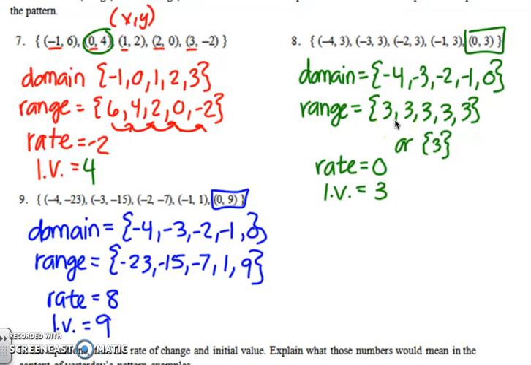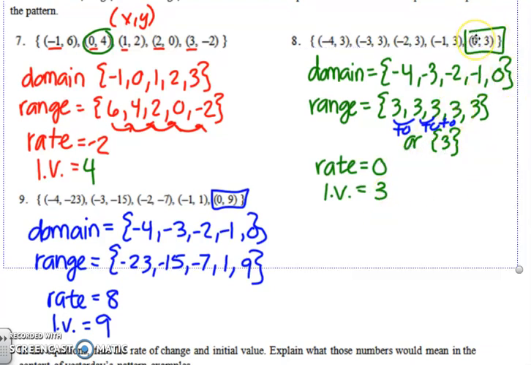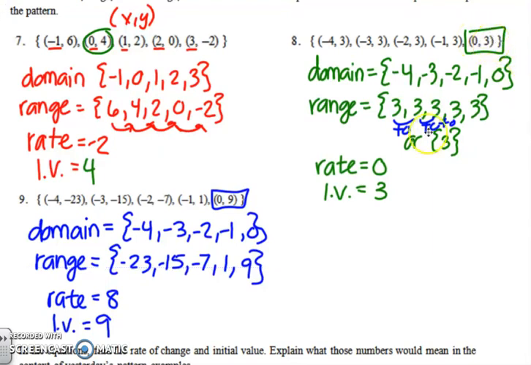So to find the rate, notice they're not adding anything. They're adding 0, adding 0, adding 0. So your rate of change would be a 0. There was nothing they were going up by. For the initial value, you're going to see when x is 0, and they gave it to you here, so it's going to be an initial value of a 3.